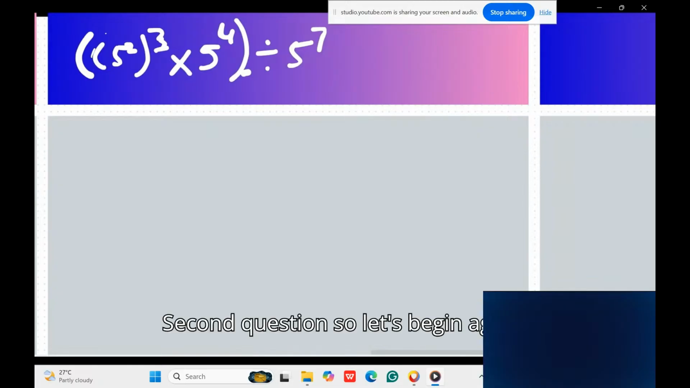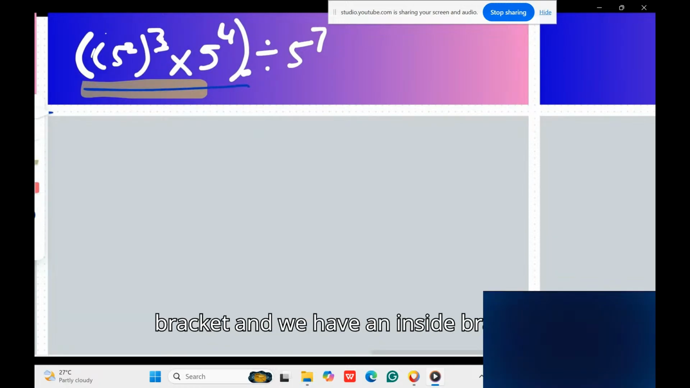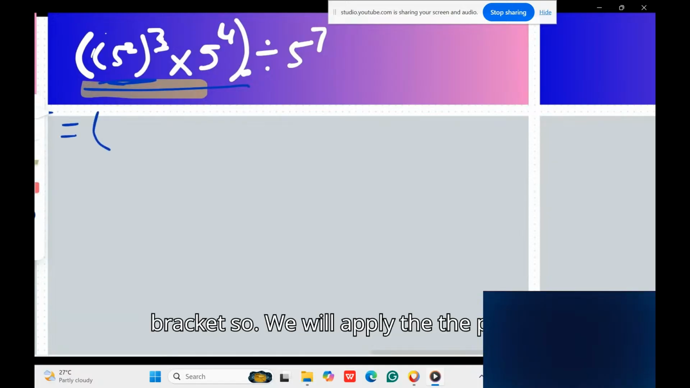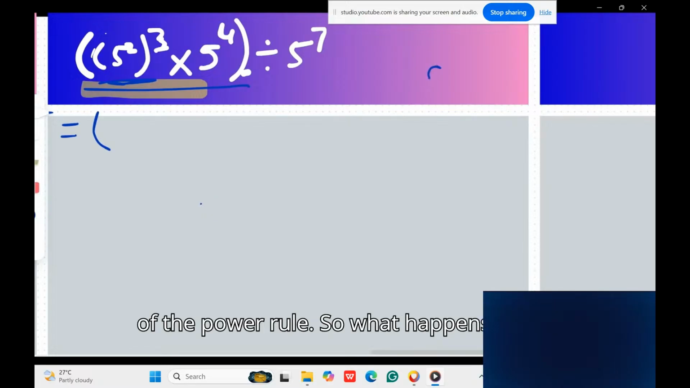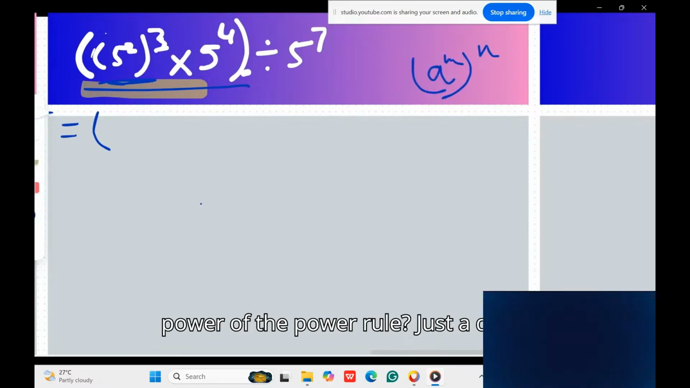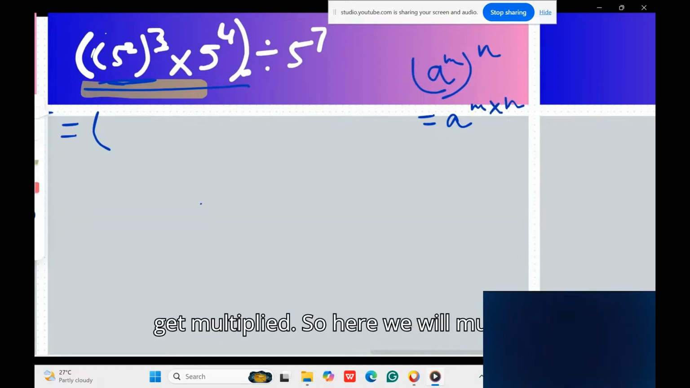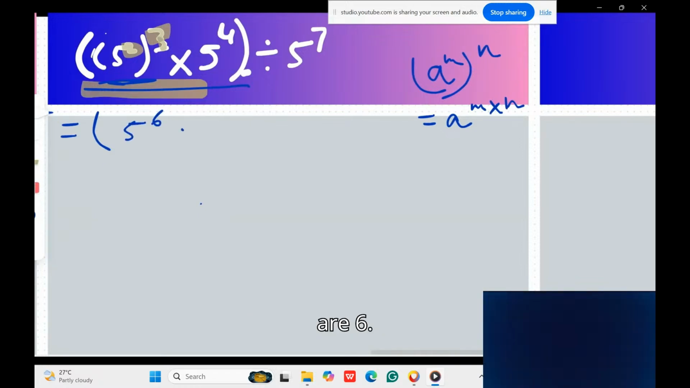Second question. So let's begin again. Remember BODMAS, you have to open the brackets, but here you see there are two brackets. One is the outside bracket and we have an inside bracket. So let's start with the bracket which is the smallest and inside. Here we will apply the power of a power rule. Just a quick recall: if we have two powers, the powers are being multiplied, m and n will get multiplied. So here we will multiply 2 and 3, and 2 3s are 6.